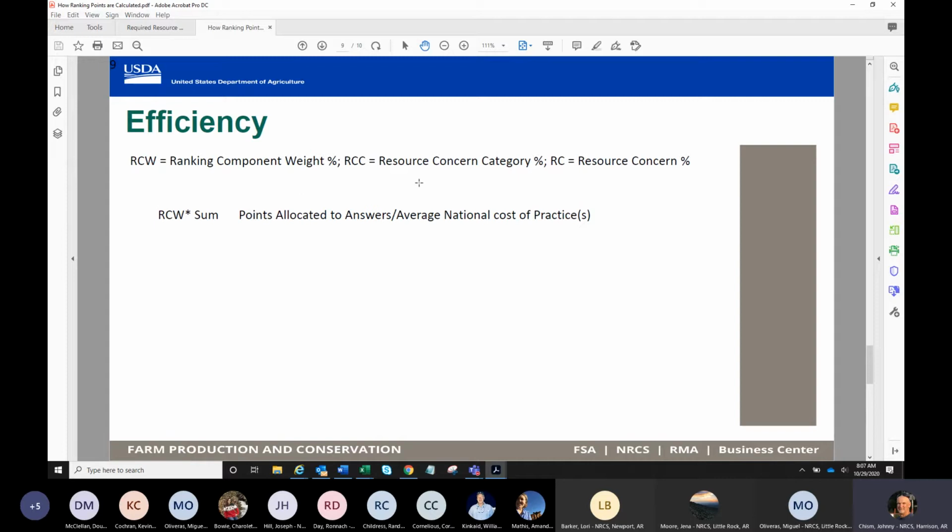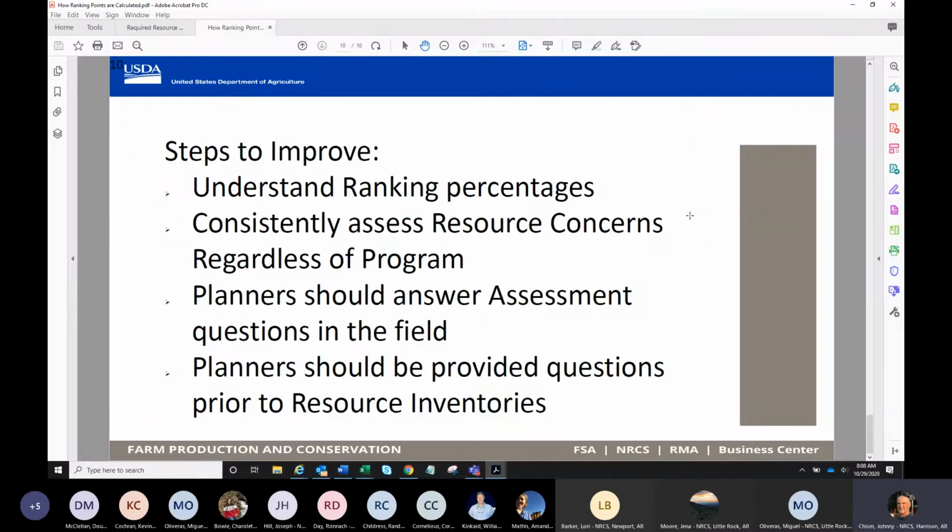And usually those are pretty small and don't really affect things very much. But it basically just means that if you've got a practice that is very efficient cost-wise in addressing resource concerns, then it actually gets more points than one that costs more money and doesn't address the concern as well. So that's the efficiency score.